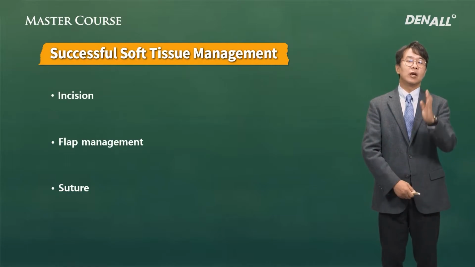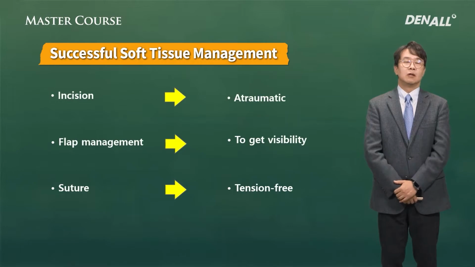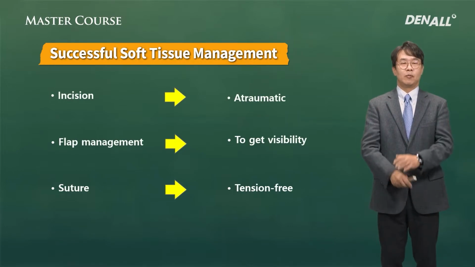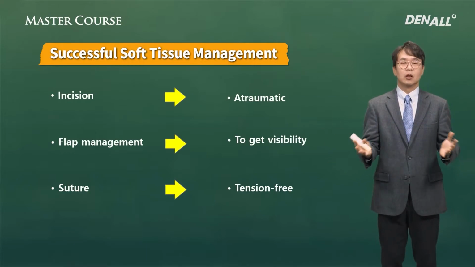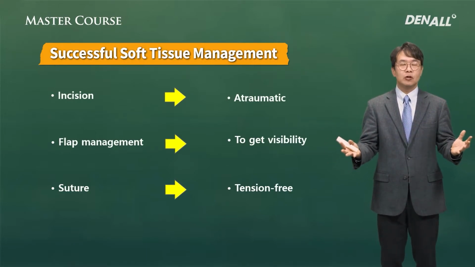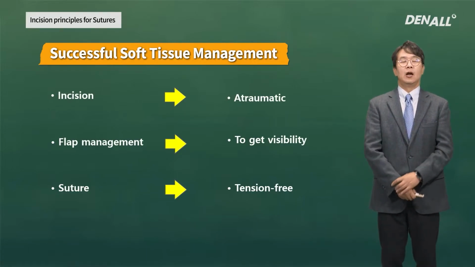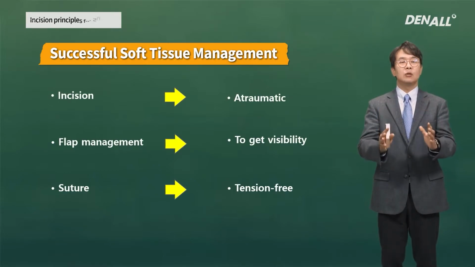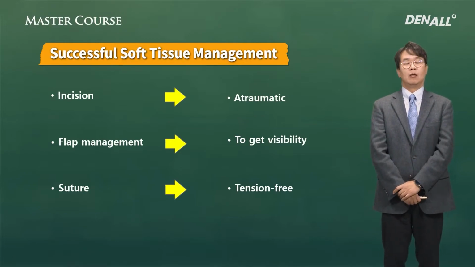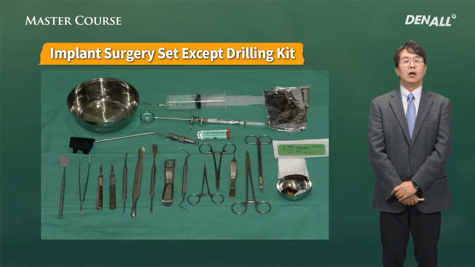As I said before, the first purpose of making an incision is that it should be atraumatic. Flap management, as I said before, we need to get visibility of the surgical site. Depending on that, the surgery can go easily or with difficulties. The suture should be made tension-free. If you adhere to these three principles, the soft tissue management can be done easily.